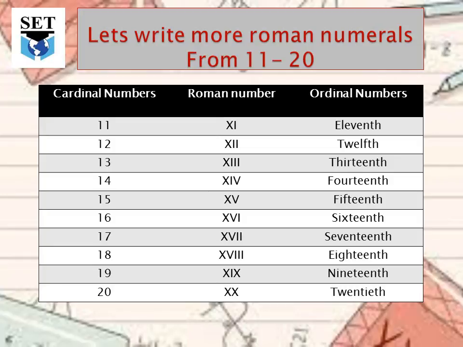So 11 stands for XI in Roman, and 11 in ordinal. 12 XII, 12. 13 XIII, 13. 14 XIV, 14. 15 XV, 15. 16 XVI, 16. 17 XVII, 17. 18 XVIII, 18. 19 XIX, 19. 20 XX, 20th.